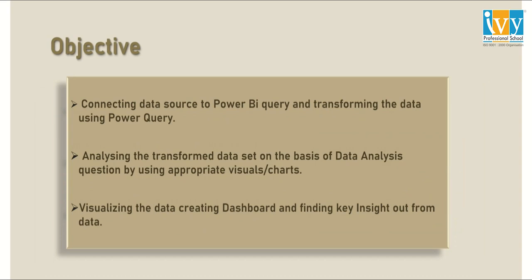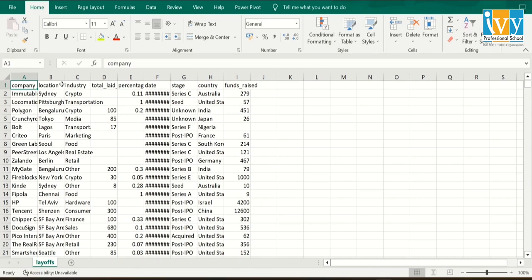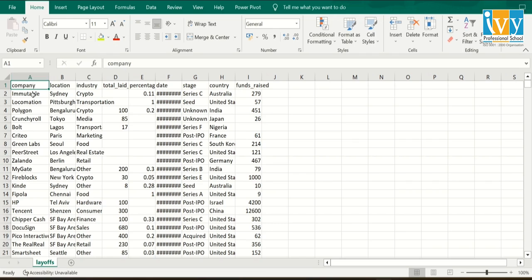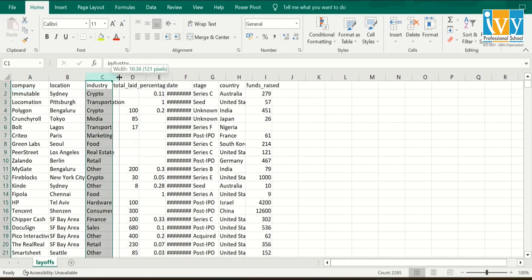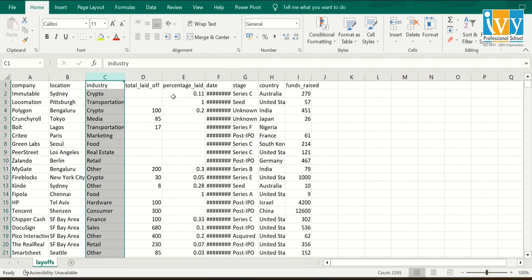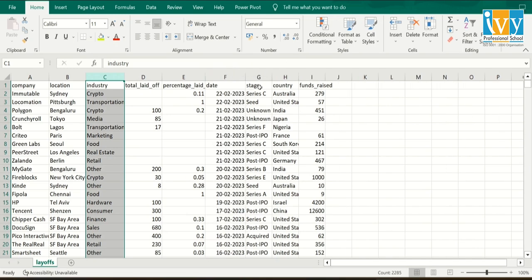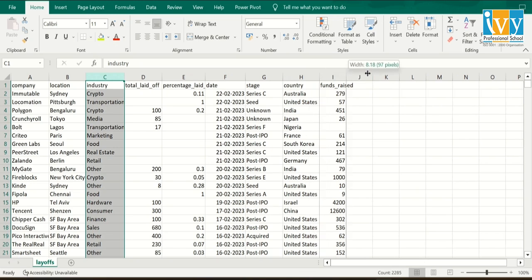Before proceeding further, I would like to show the dataset I used. This is the dataset I have used for my project. Here there are 9 columns. The first column is the company which laid off the employees, then the location of the company, the industry that company belongs to, the total layoff from the company, the percentage of employees that were laid off, the date of the layoff, the stage of the funding, the country of this company, and the funds raised by the company.